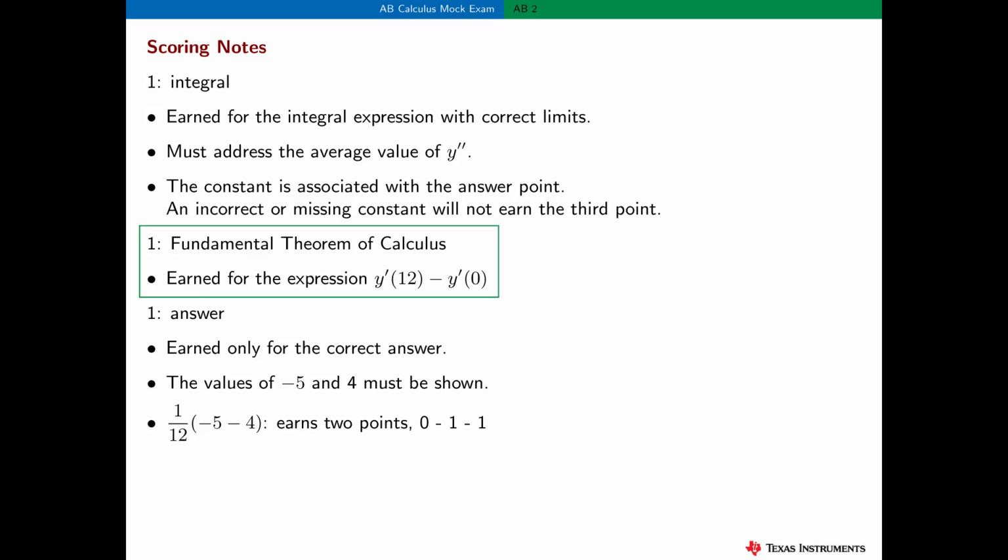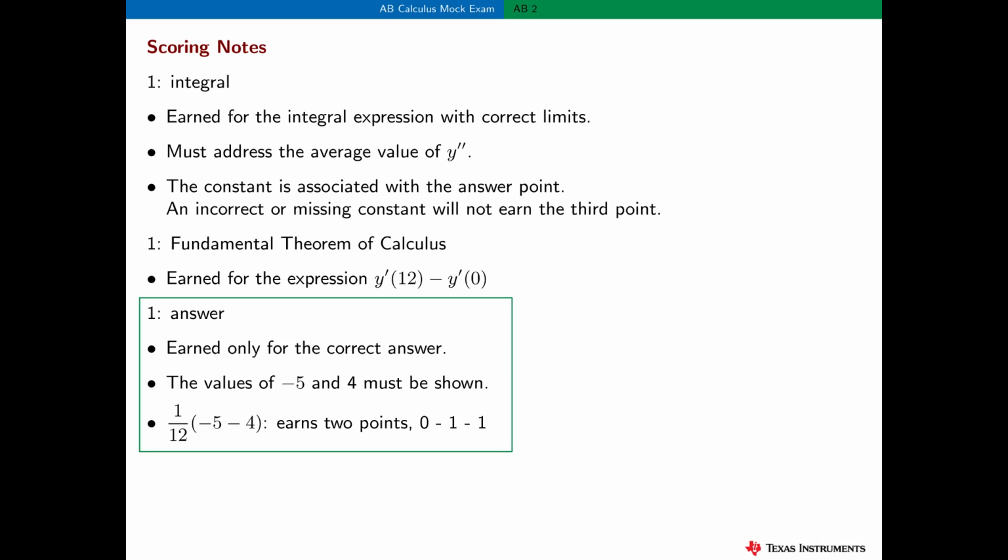The second point, the Fundamental Theorem of Calculus point, is earned for the expression y prime of 12 minus y prime of 0. We really need to see this expression, or rather sufficient evidence of this expression, for the student to earn this point. And the third point is earned for the correct answer only. The values of minus 5 and 4 must be shown by the student.